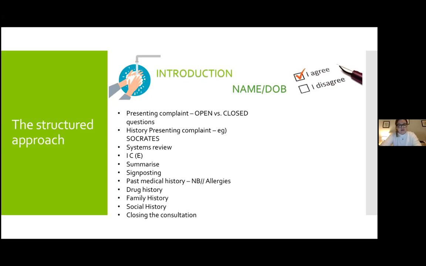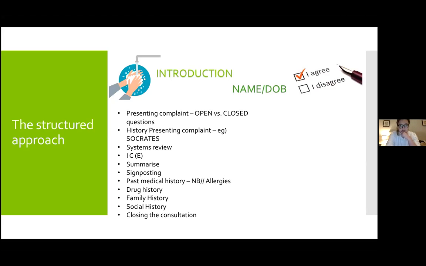And then in OSCE, it's really important to signpost as well. So you've actually already done this by asking the consent at the beginning, by saying you're going to ask about their symptoms at this moment in time. But now you've asked that, you can say, I'm now going to move on to asking you a bit more about your past medical history, and then we'll go on to talk about what medication you're taking, your family history, and your social history. And the examiners always like that in an OSCE. So make sure you're doing that.